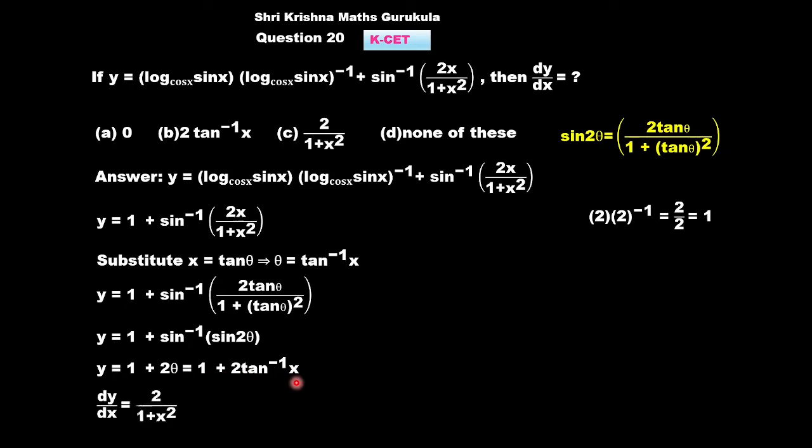And we'll differentiate. Derivative of 1 is 0 plus 2 tan inverse x. This is to be differentiated. This 2 will be as it is, and derivative of tan inverse x is 1 by 1 plus x square. So the right answer is option C.